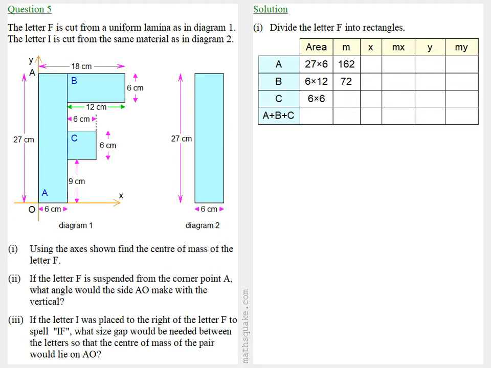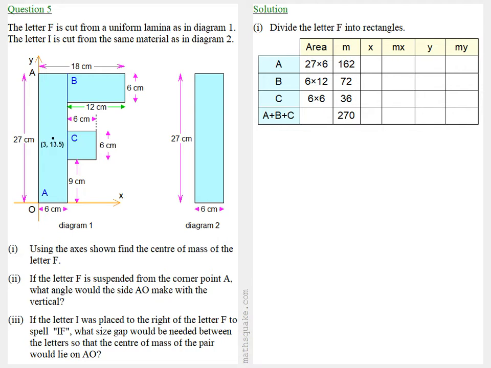The area of C is 6 times 6, which gives an area or mass of 36. And if we total up the masses, we get 162 plus 72 plus 36. That gives a total of 270. Now we can mark the centre of mass of each rectangle on the diagram.